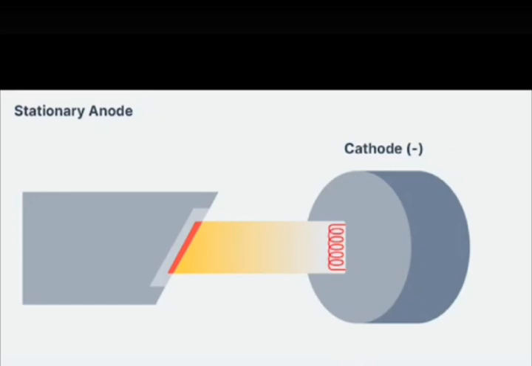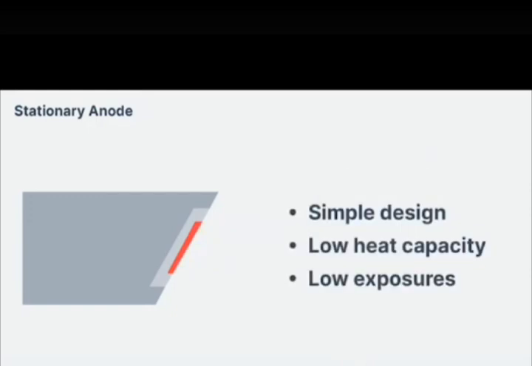So what does that tell us about stationary anodes? The design is very simple, which is good. However, these anodes have very low heat capacity, which also means we can only use them for very low exposures. This just doesn't work for general radiography. So outside of dental X-ray machines, stationary anodes are not common in medical radiography.